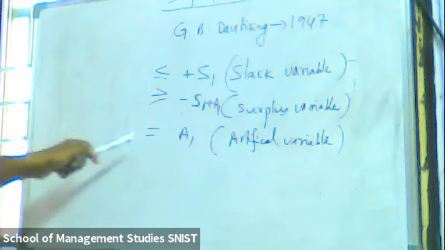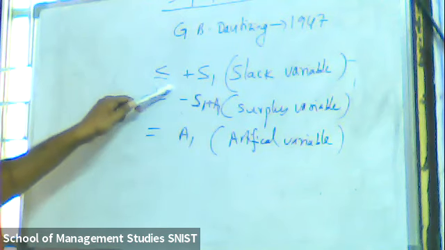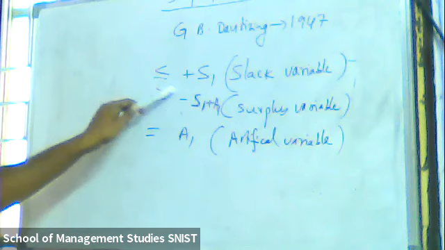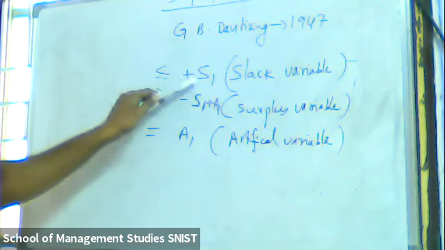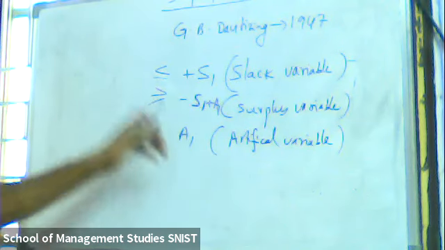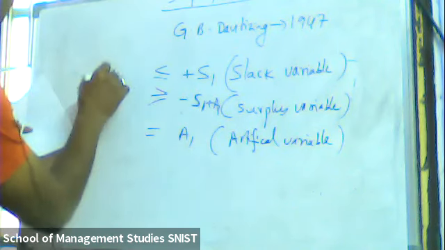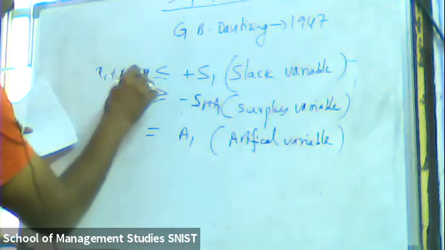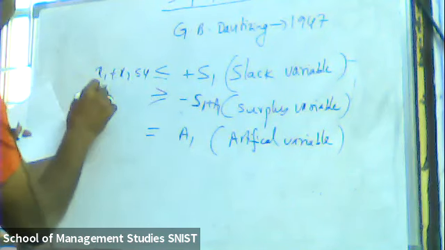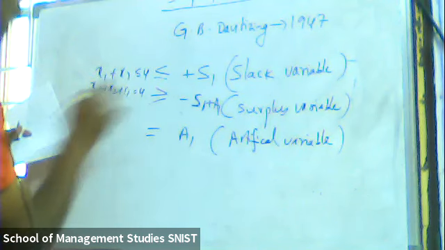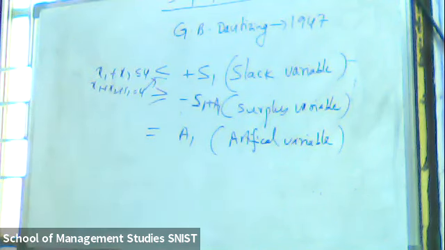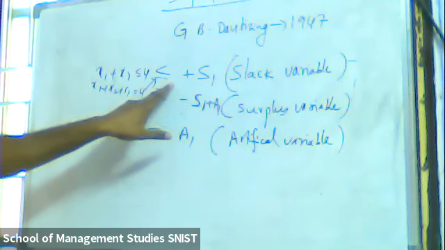Suppose the given constraint is a less than or equal to constraint. To make the inequality an equality, you add a slack variable on the left hand side. I'm talking about the left hand side. For example, X1 plus X2 less than or equal to 4. How do we write it? X1 plus X2 plus S1 equals 4. This is what I'm talking about. Is it clear? Yes, sir.